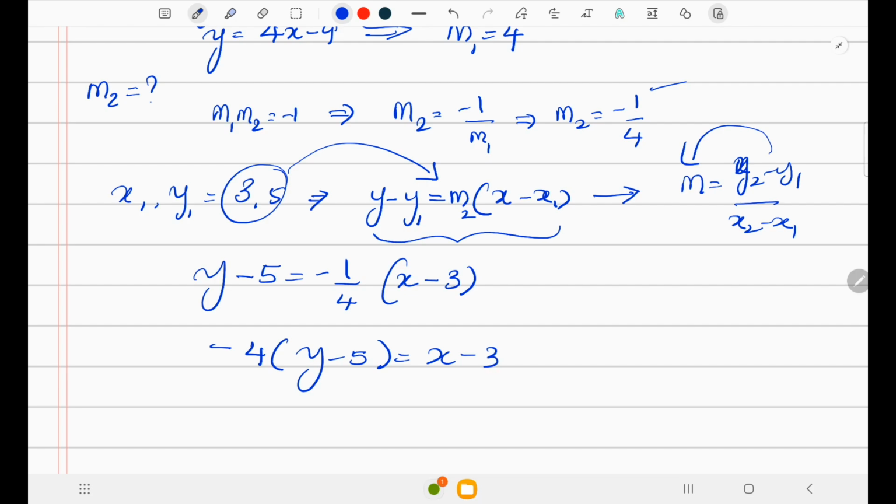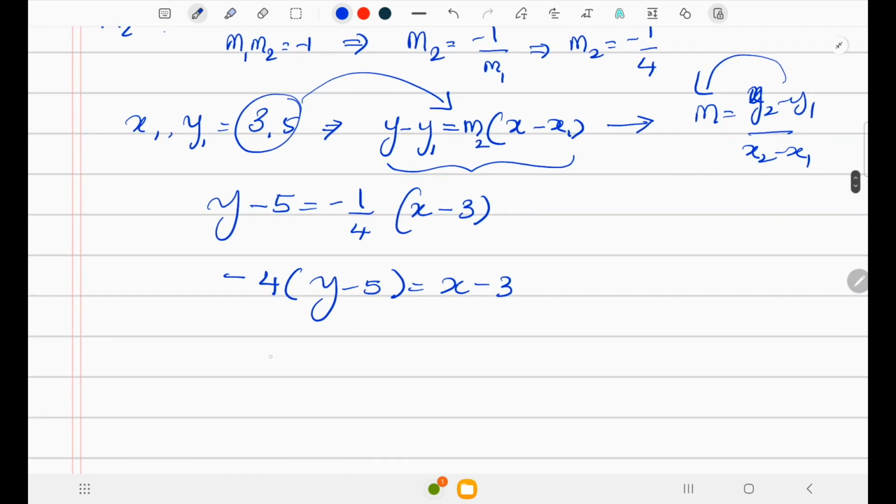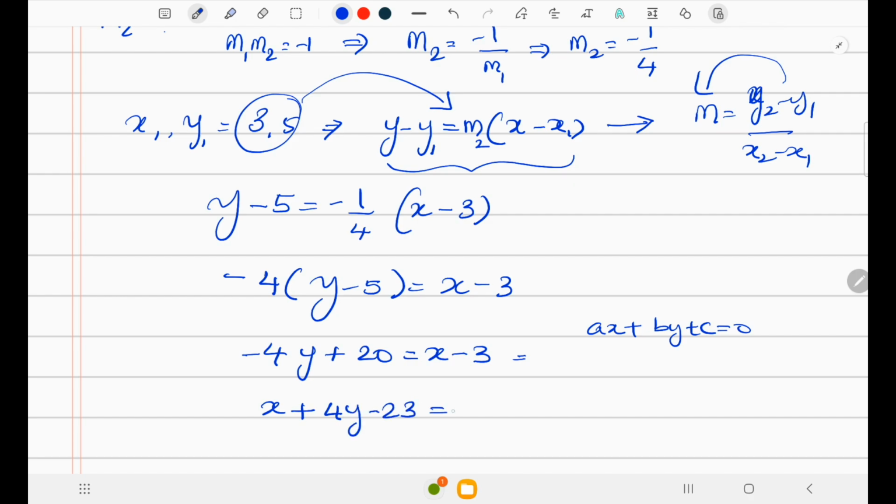Minus 4 times y minus 5 equals x minus 3, and keep solving for y. So 4 times y, and 5 fours are 20, equals x minus 3. Then we need to rearrange this. We need to get the form ax plus by plus c equals 0. By rearranging this, we get x plus 4y minus 23 equals 0.